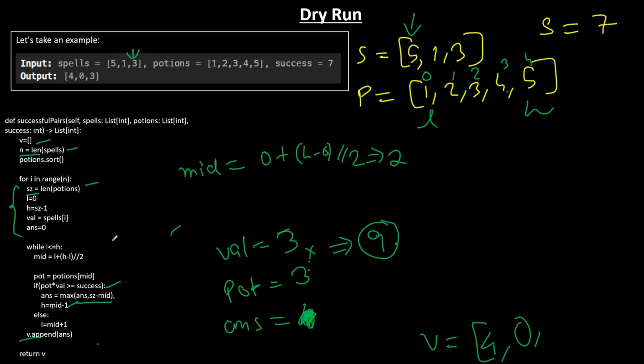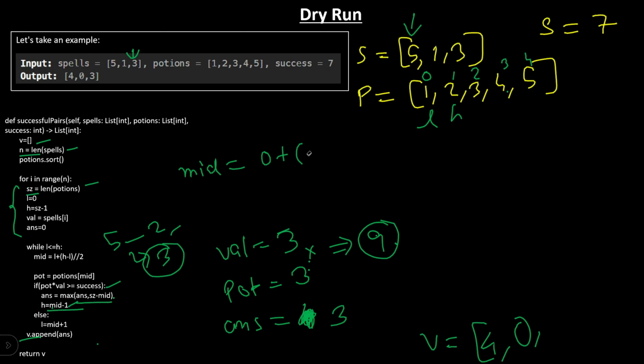So we take the length. Length is 5. 5 minus 2 gives me what? 3. So our answer becomes 3. And mid also becomes mid minus 1. H comes here. So this is the same iteration I'm doing again. Okay, so I'm just doing it in a short manner.